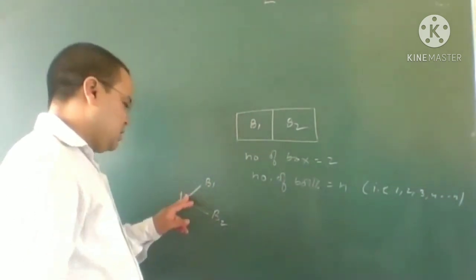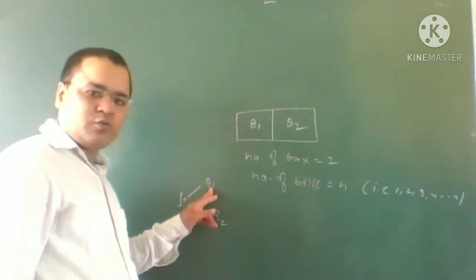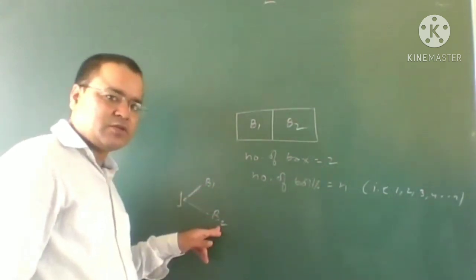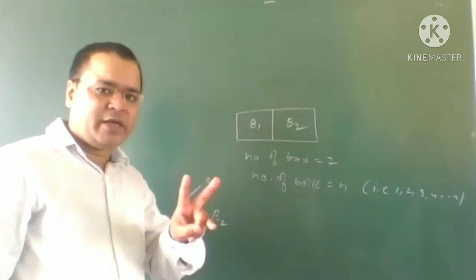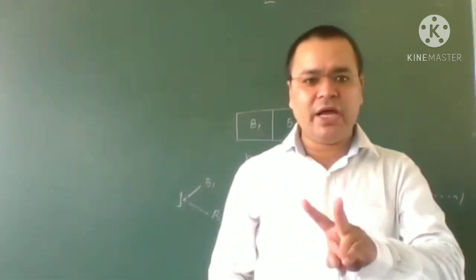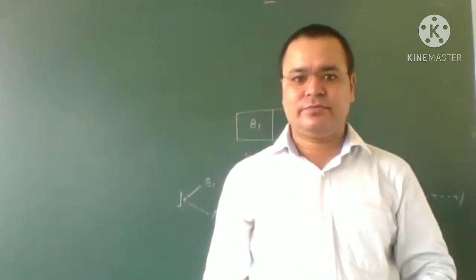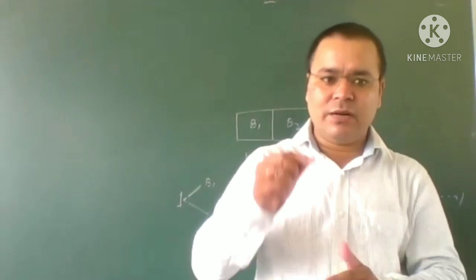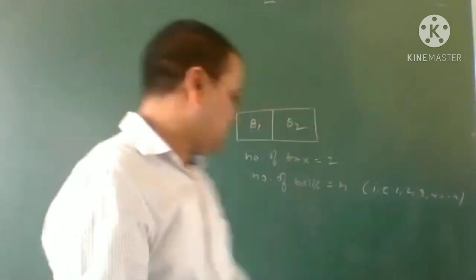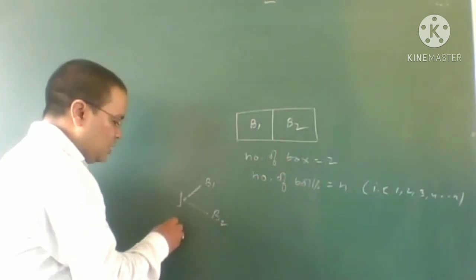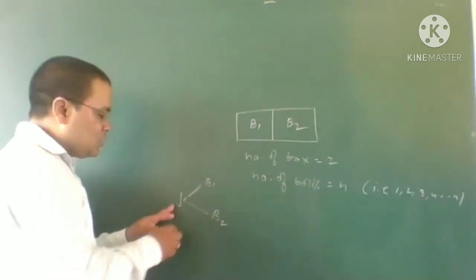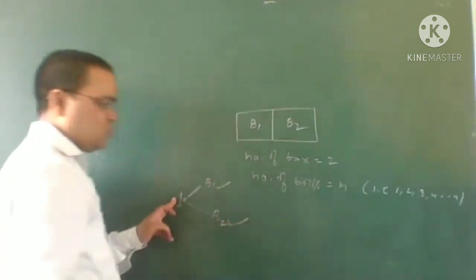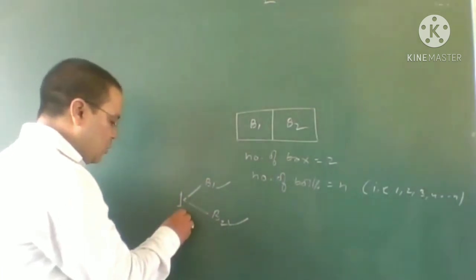This is one ball. It can be put in box 1 also, and it can be put in box 2 also. It means there are two ways of putting a single ball in two boxes. If we take one ball, it can be put in box 1 or box 2. So for one ball we have two options.